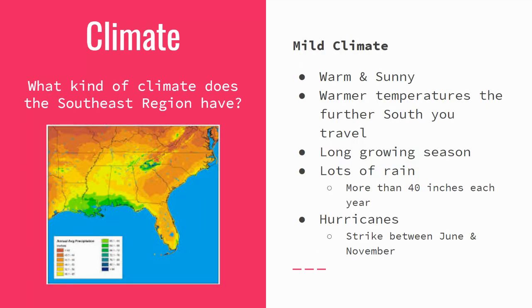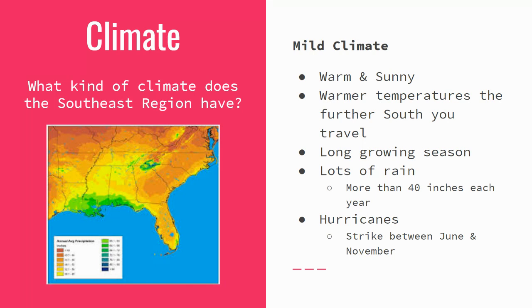What type of climate does the Southeast region have? In the Southeast, the temperature is warm and sunny and has heavy rainfall. The further south you travel, the warmer the temperature will get. Because the Southeast has such a mild temperature, it allows this area to have a long growing season. Farmers can grow their crops year-round due to the weather and fertile soil from the rainfall.